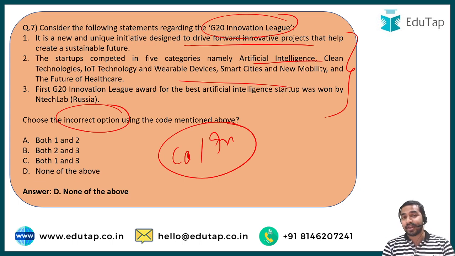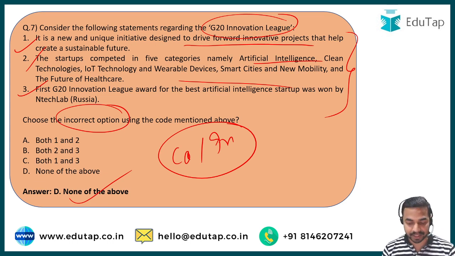So that is the reason that in order to answer the question successfully, you are required to read the question correctly. So here if we talk about the incorrect options, then my dear friends, all the statements given here are correct as per the G20 Innovation League, and that is the reason the right answer to this question is option D, that is, none of the above options are incorrect. So I hope that this is very much clear now.